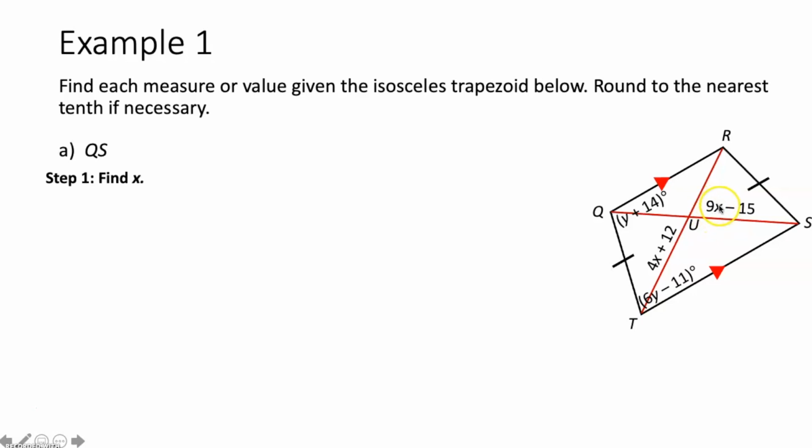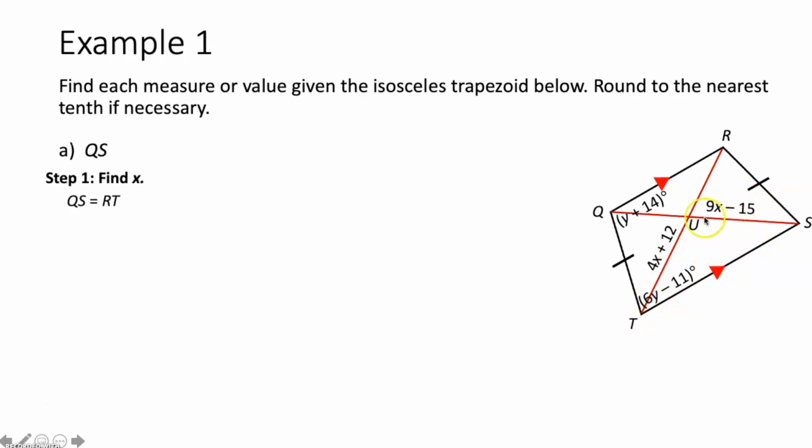So to find x, I need to set up an equation where I can solve for x. So where's another x in this problem? Ooh, that would be right here. That would be the measure of segment RT. Well, what do I know about the diagonals of an isosceles trapezoid? Well, I just learned a theorem that said the diagonals of an isosceles trapezoid must be congruent to each other. So segment QS must be congruent to segment RT, meaning that the measure of segment QS has to be equal to the measure of segment RT.